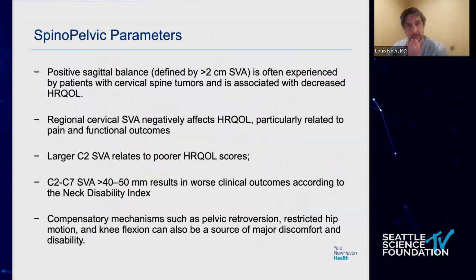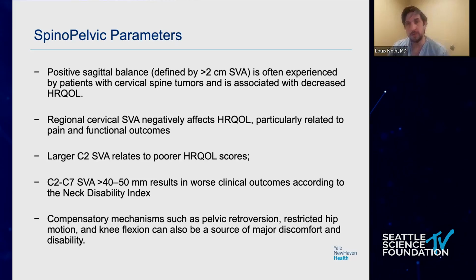Positive sagittal balance is often experienced with patients that have cervical and thoracolumbar tumors, and there are good metrics that have shown that these can lead to a decrease in quality of life metrics. Regional cervical loss of SVA can negatively affect these metrics as well. Particularly, we can see patients who, of course, will complain about pain, but also about functional decrease in outcomes. It's pretty obvious, but the larger the C2 SVA or even the C7 plumb line, the poorer the quality metric scores will be. And in essence, these can be very much validated and related to the Neck Disability Index.